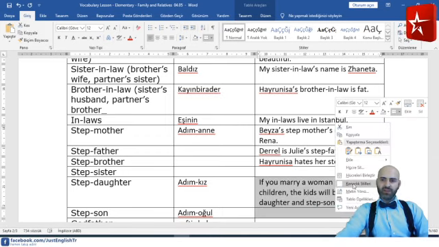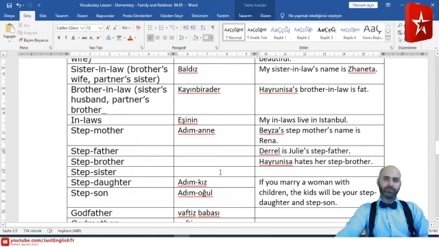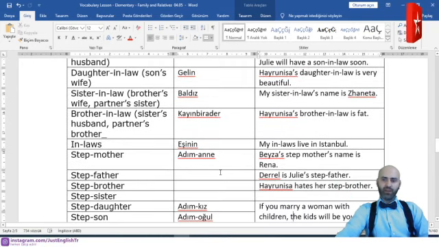So guys, during this lesson we have learned a lot of things about family. And now we can have a break for 15 minutes. 15 minutes later I will continue. We will learn a little bit more words, then we will do a short quiz about these words, and finally I will have a presentation with you. See you in 15 minutes. Stay with us.